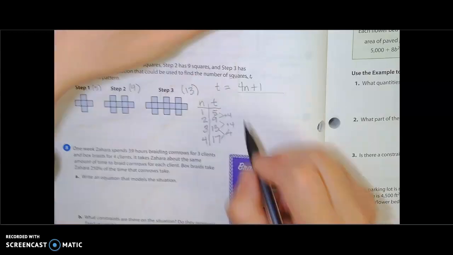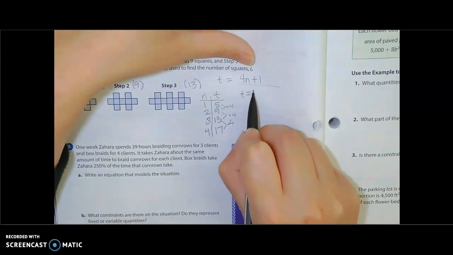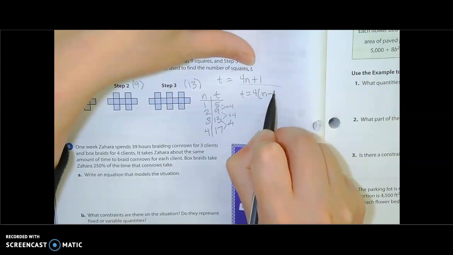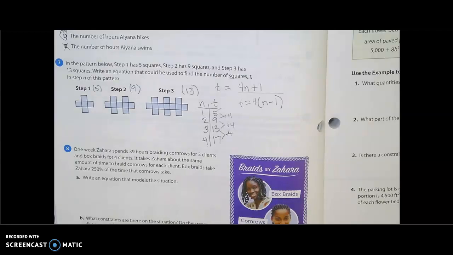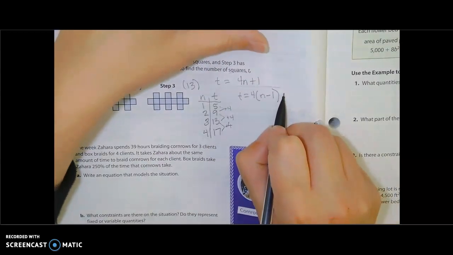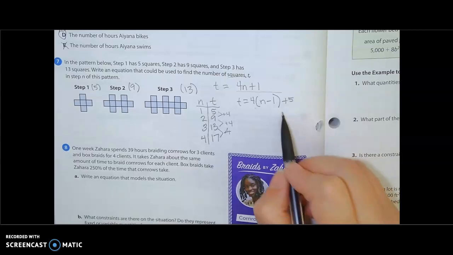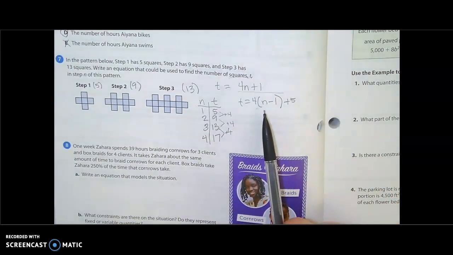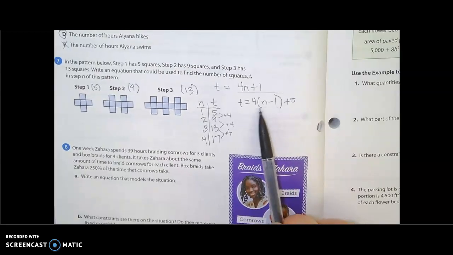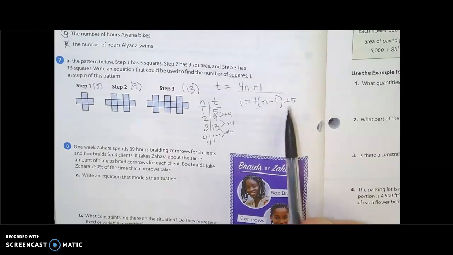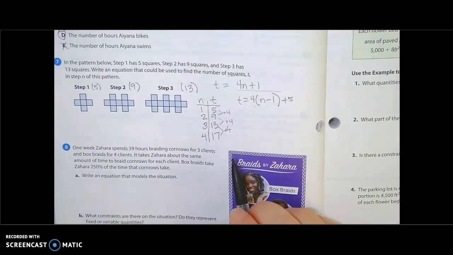And then I told you that there are other ways. So we could do that t is 4 times n minus 1. So if I took step 1 and I subtracted 1 from it, so I'd have 0, and then take that times 4, but then I'd have to add 5, right? Because 0 times 4 is 0, plus 5, I get the 5. If I do 2, 2 minus 1 is 1, times 4 is 4, plus 5 is 9, right? So that's getting us to these same places.